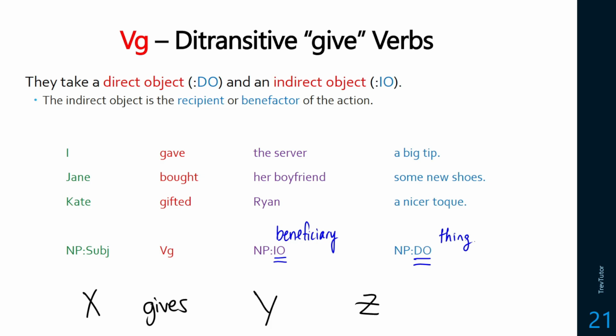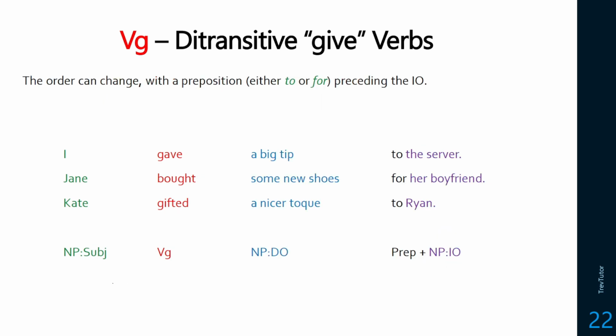But there is another frame that we have. So it's not always just X gives Y Z, but it could be X gives Z to Y. So we might have this phrase. So I gave a big tip to the server. Jane bought some new shoes for her boyfriend.